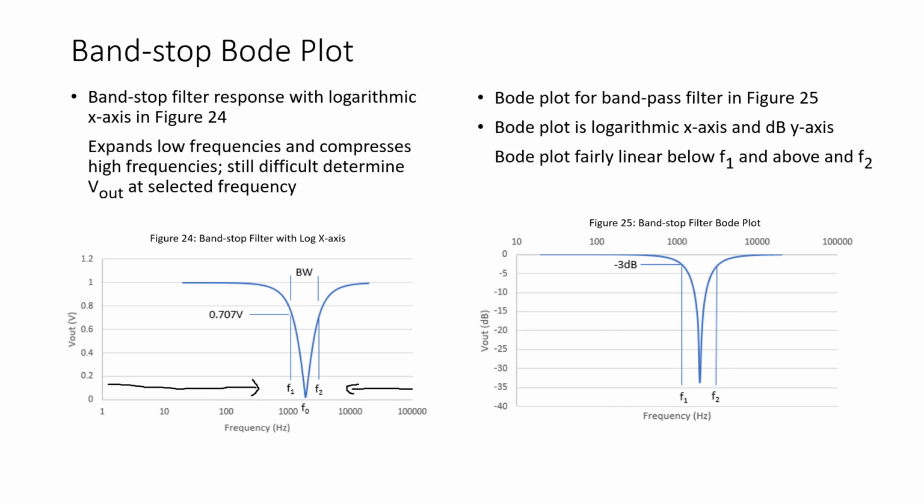But just like with the low pass filter, the high pass filter, and the band pass filter, typically we will plot the frequency response of this filter using a Bode plot, where the x-axis is logarithmic and the y-axis is in decibels. And notice what this has done is it's made our frequency response much more linear in this region, closer to the center frequency. So again, with the Bode plot, it makes it much easier to predict the response of this filter at a selected frequency.